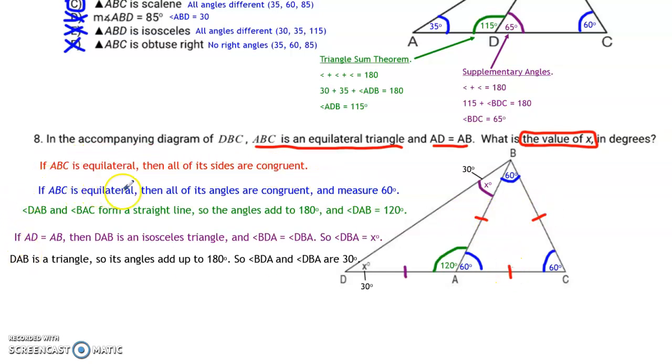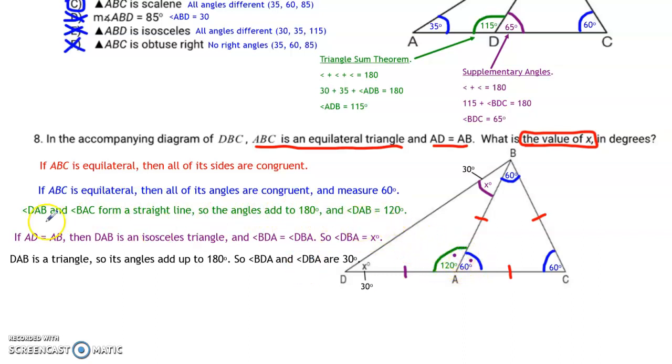Next, I said, well, if ABC is equilateral, then all of its angles must be congruent. So I labeled all of those in blue. All of those angles should be 60 degrees. Next, I can figure out that this angle is 120. DAB and BAC, which is this angle here and this angle here, they form a straight line, so the angles add up to 180. That means if this is 60, this is 120.